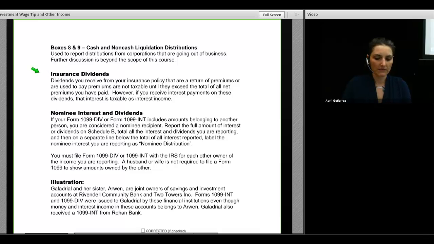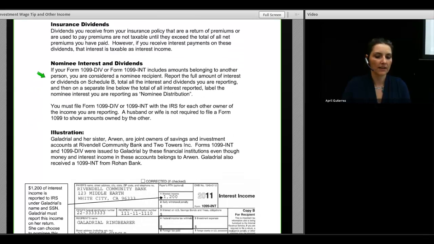I've just scrolled down a few pages. I'm on page 29 or 30 now. Insurance dividends. Dividends you receive from your insurance company that are a return of premiums or are used to pay premiums are not taxable until they exceed the total of all net premiums that you have paid. However, if you receive interest payments on these dividends, that interest is taxable as interest income.